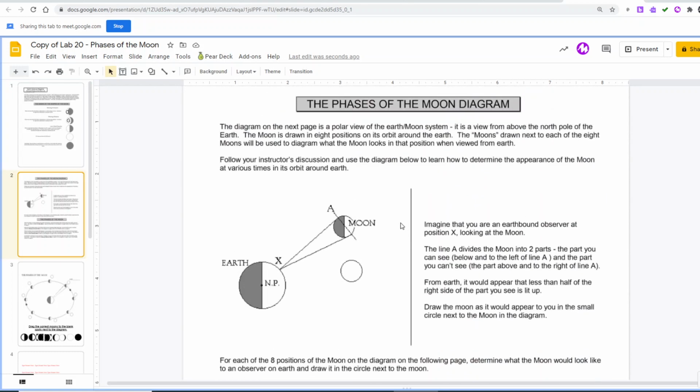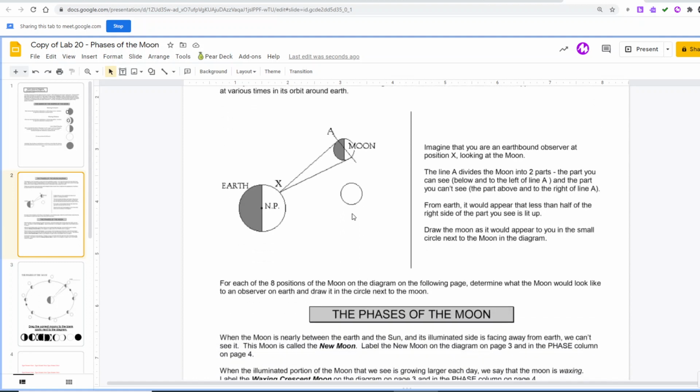Okay, so next up, the diagram on the next page is a polar view of the Earth-Moon system. It is a view from above the North Pole of the Earth. The moon is drawn in 8 positions in its orbit around the Earth. The moons drawn next to each of the 8 moons will be used to diagram what the moon looks like in that position when viewed from Earth. Follow your instructor's discussion and use the diagram below to learn how to determine the appearance.